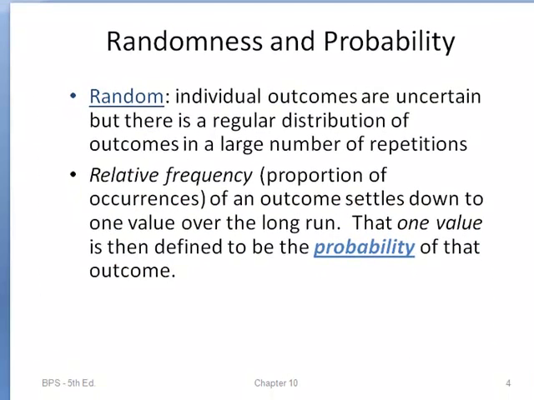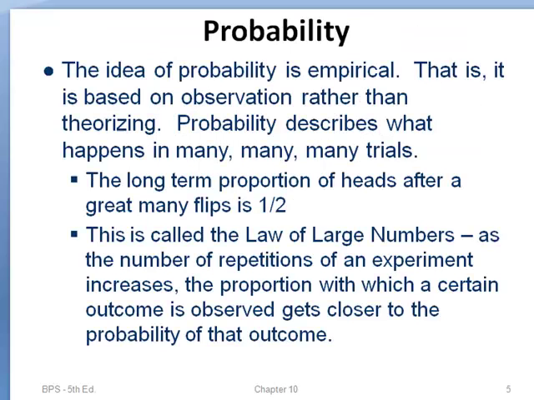Random. What is random? Well, individual outcomes are uncertain, but there is a regular distribution of the outcomes in a large number of repetitions. Relative frequency, it's the proportion of occurrences of an outcome, settled down to one value over the long run. That one value is what we define to be probability of that particular outcome.